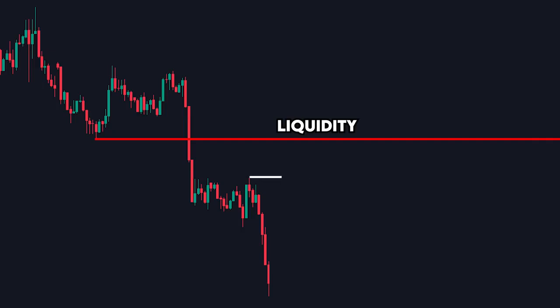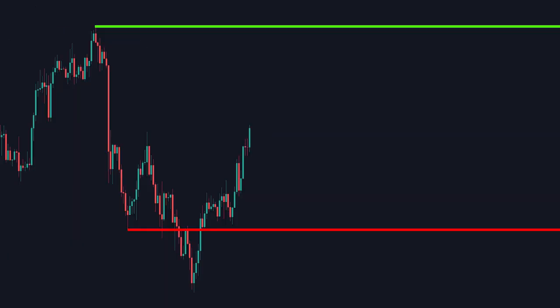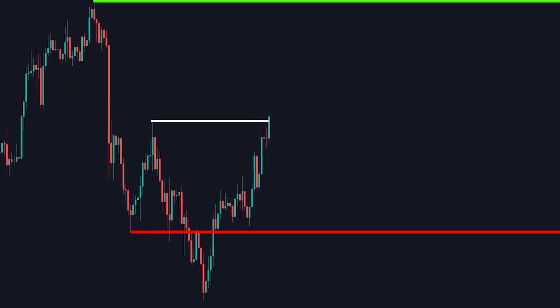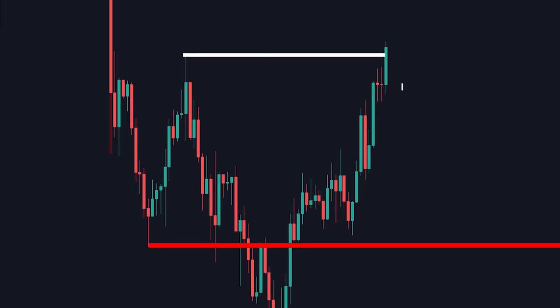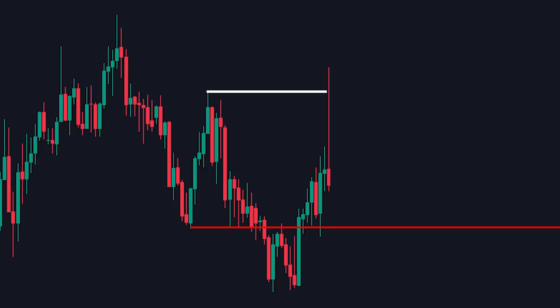If it did something like this, where it did a break of structure, but it was below the liquidity, this would not count. It has to do the break of structure above the liquidity. Another important note, when it does this break of structure, a candle must close above the previous high. If it just wicks above it like this would also not count.